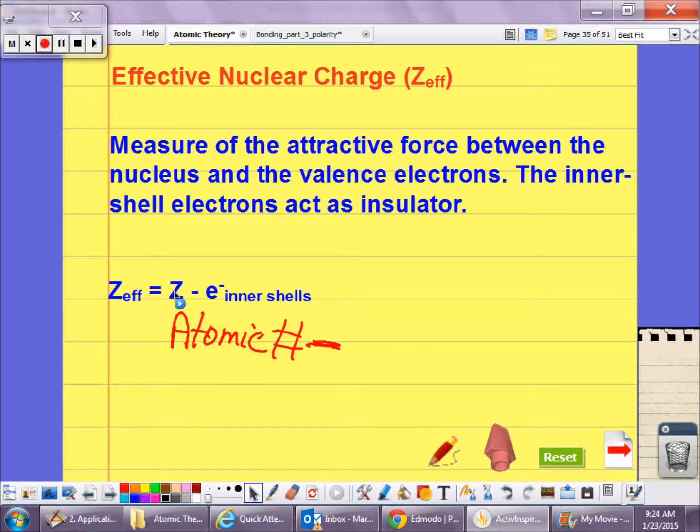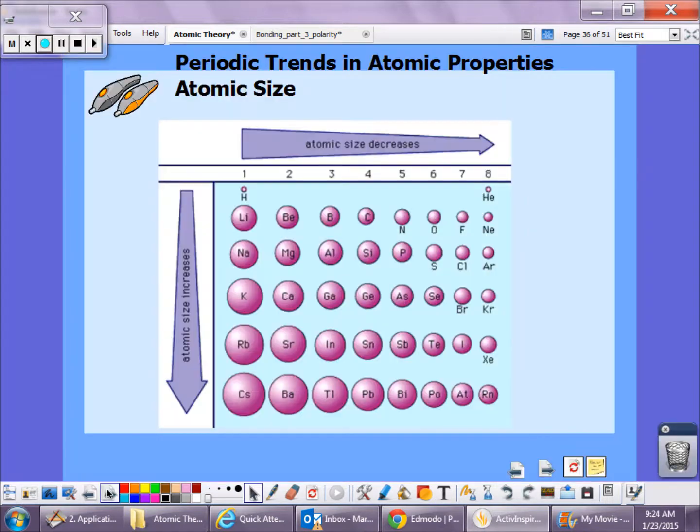So, for example, if I'm looking for the effective nuclear charge in carbon, I use the number of protons of carbon minus the core electrons, the electrons that are not the valence electrons. That effective nuclear charge should give me 4. The group number will give you the effective nuclear charge. The higher the effective nuclear charge, the more force of attraction toward the nucleus, and you will see how it affects the rest of the properties.